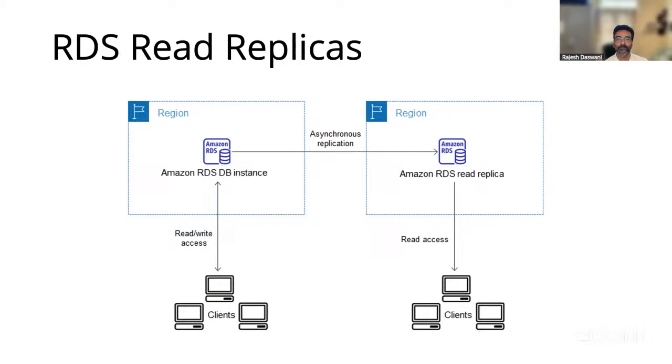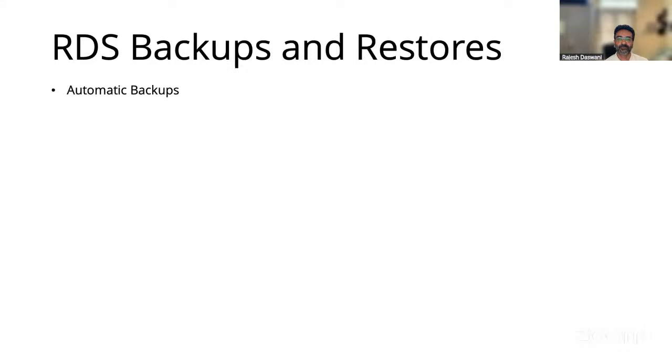Okay, let's talk about backups and restores. So you've got two different types of backups. You've got automatic backups, which allows you to set a retention period between 0 to 35 days. 0 obviously means that the backup is disabled. 1 to 35 days, so 35 days is the maximum retention period. So every day you can do a backup, and then you can have a maximum of 35 backups.